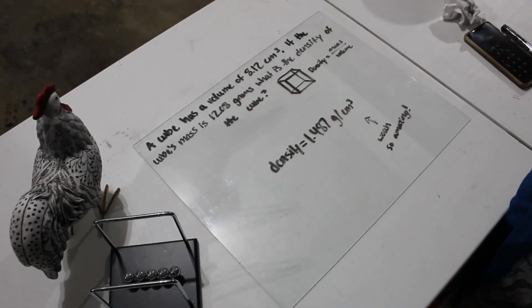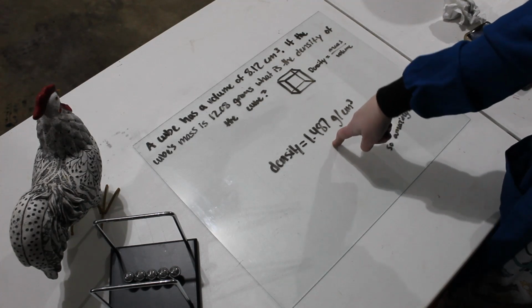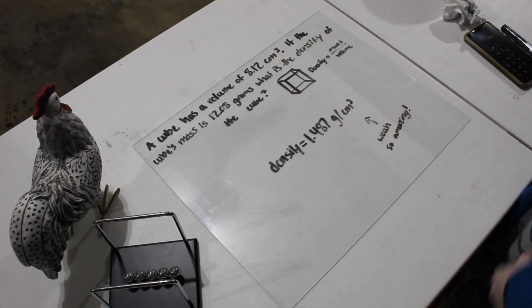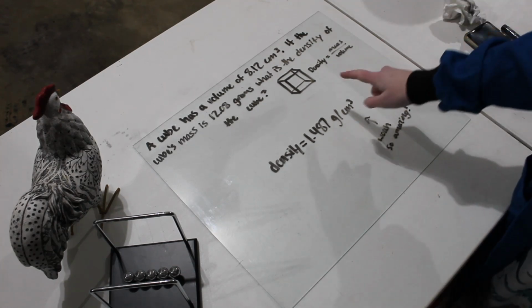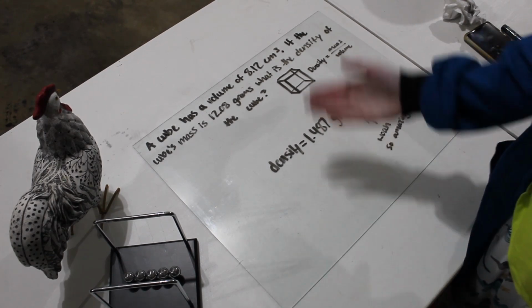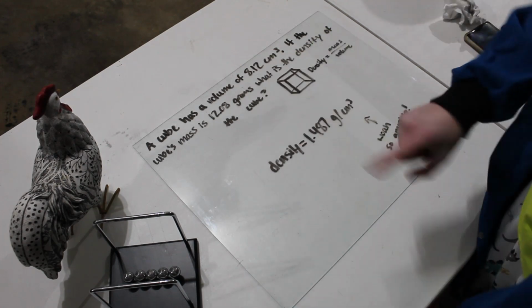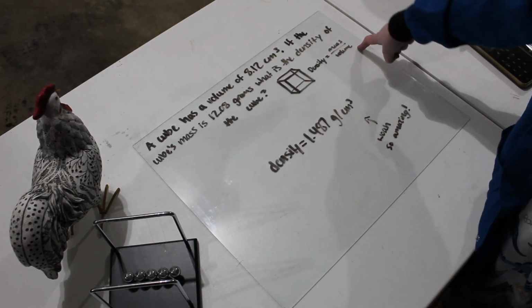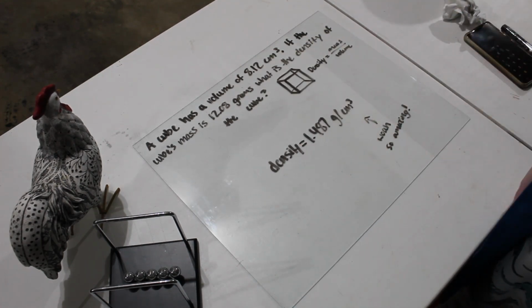So there is the answer, 1.487 grams per cubic centimeter. Don't forget those units. Hope you got the right answer. You just plug it in, you divide 12.08 by 8.12, following mass divided by volume, and that's your answer.